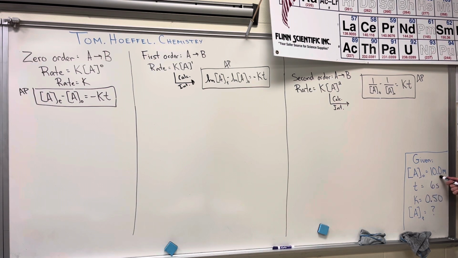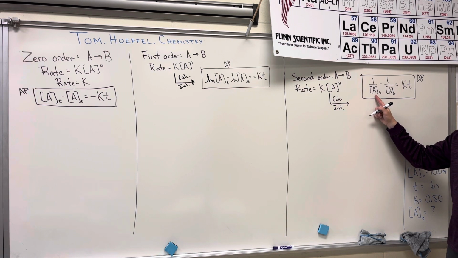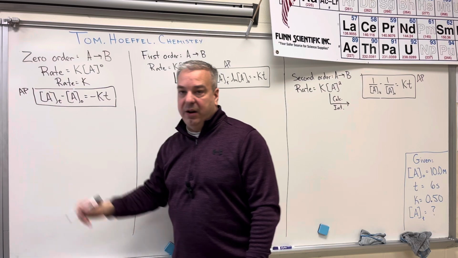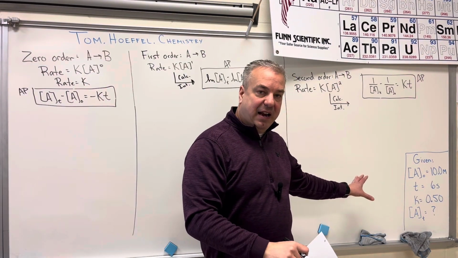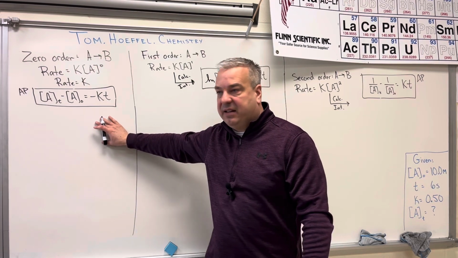I'm going to give you the initial amount as 10, the time is 6 seconds, and the k is equal to 0.50. Our job is to figure out what is the concentration at time equals 6 seconds. So I'm going to solve for this one, and this one, using the same givens over here on the right-hand side of the board. Let's get started with the zero order kinetics equation.